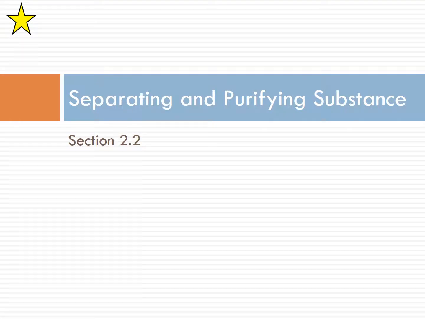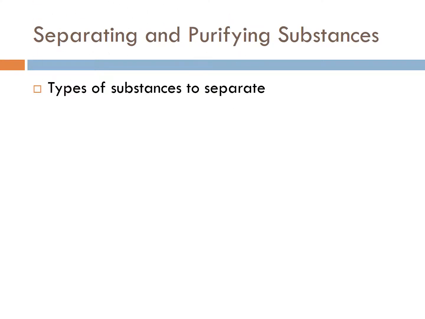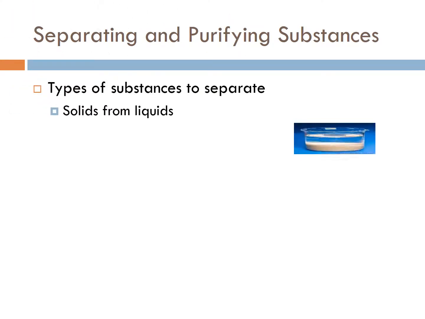Okay, this is Pre-ACE Chemistry Section 2.2 on separating and purifying substances. We'll go through this pretty quickly, but highlight some important aspects. So, types of substances to separate. There is the solid from liquid. You did that in the first lab by separating the lime from the lime water.